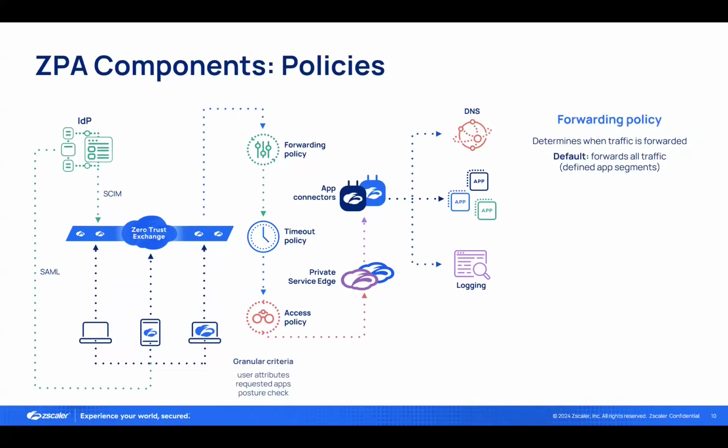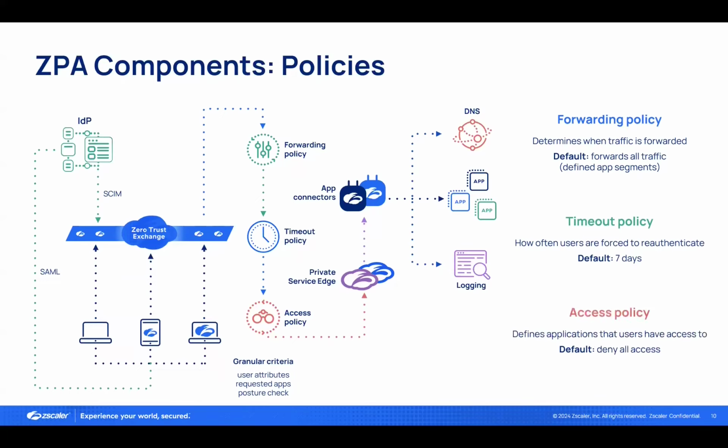Finally, we'll briefly talk about policies, though this will be covered in more detail in a later video. There are 3 components to policy. The forwarding policy, which determines when traffic is forwarded by the Zscaler Client Connector. By default, this forwards all traffic. The timeout policy, which is how often users are forced to re-authenticate. This by default is 7 days. And the access policy, which defines applications that users have access to.